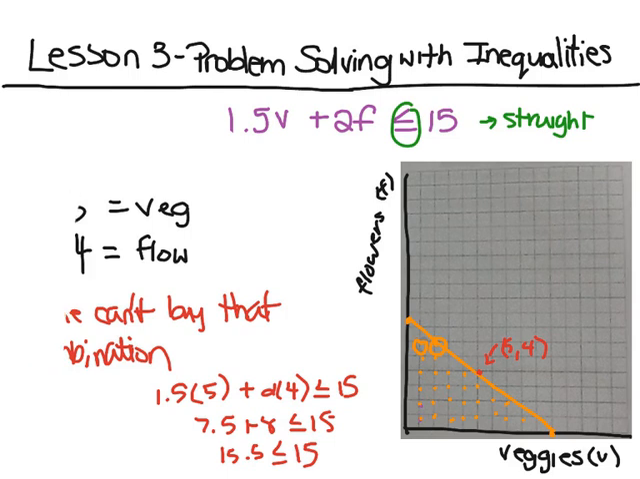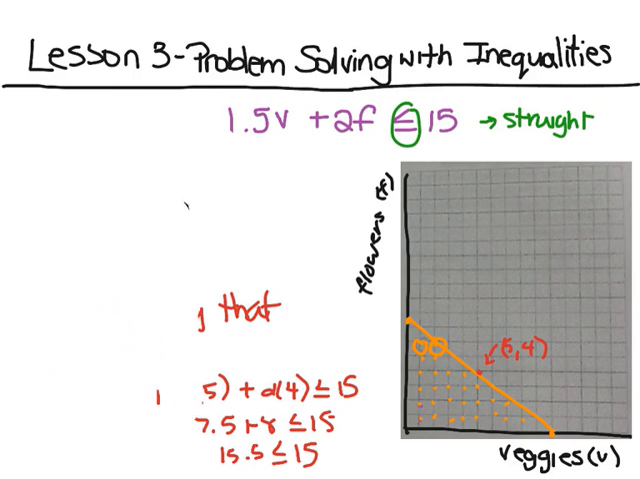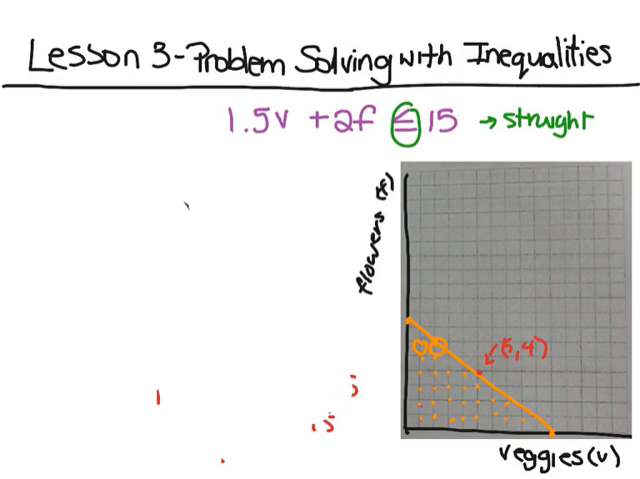The next question says we want to find the most she can spend and still have change. So we want to find a dot that is really close to the line but does not touch it. So the closest to the line would probably be at 3 and 5 right there. That's pretty close. Or at 7 and 2, which is 1, 2, 3, 4, 5, 6, 7, and 2. That's really close too.